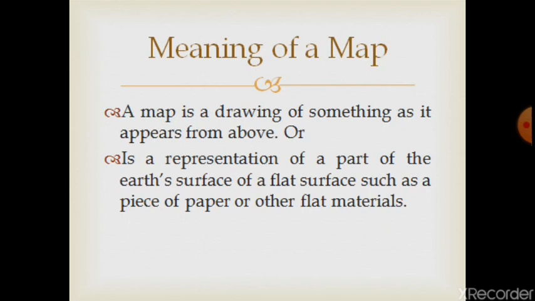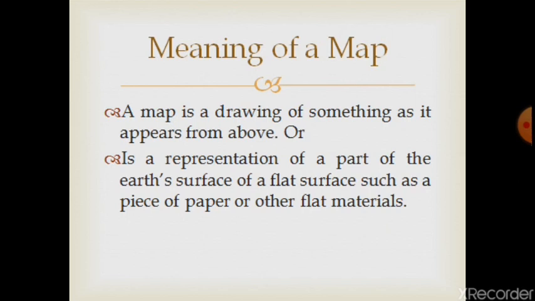Now, a map, simply, can be defined as a drawing of something as it appears from above. So, if you want to draw a map, for example, a map of a house, you can draw it as it appears from above. So you have to find a position, a space, or a place where you can view that house from above, then you draw it. That drawing of something as it appears from above is what we call a map.